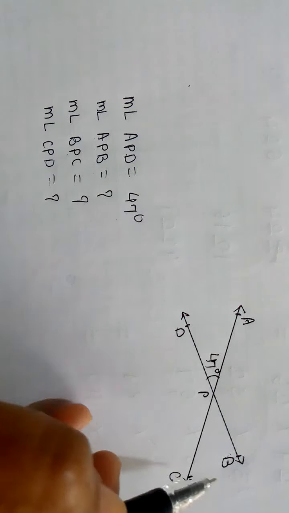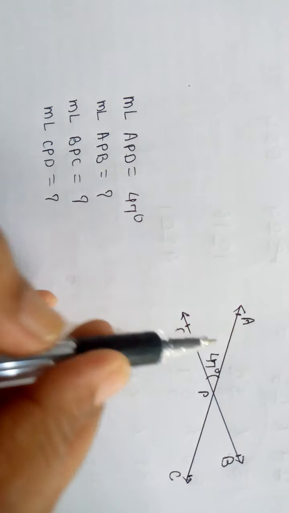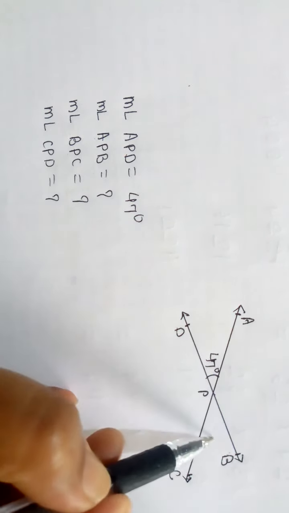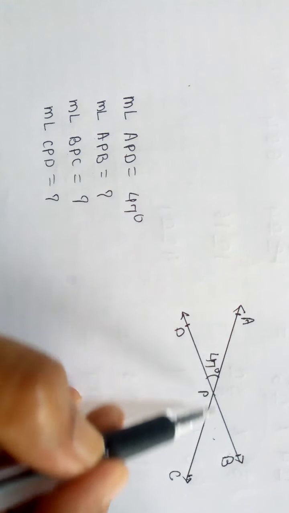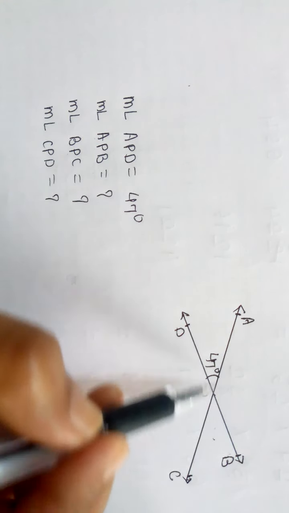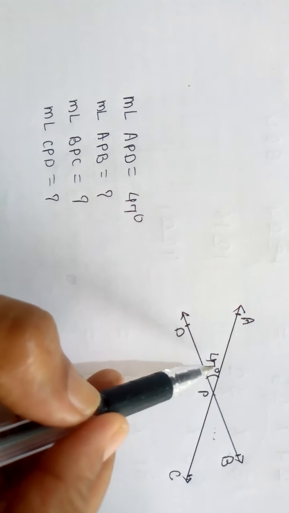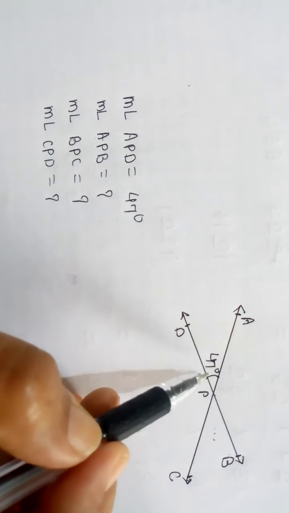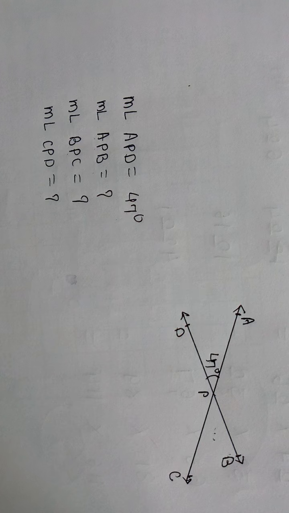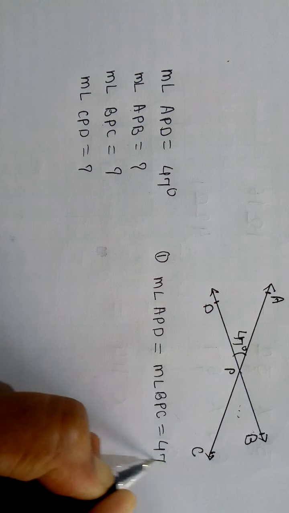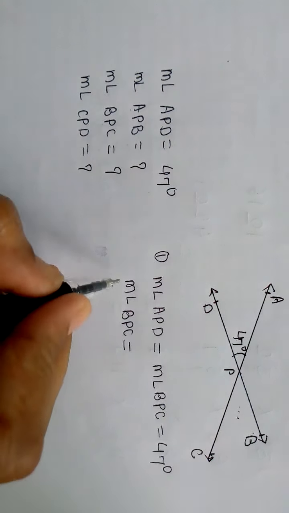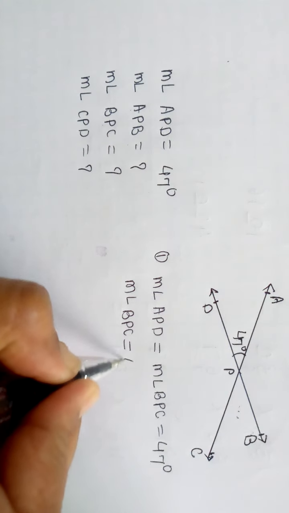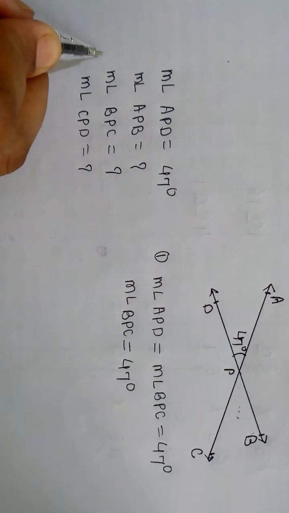So first we will find out the measure of angle BPC. See here, angle APD and angle BPC are opposite angles, and you know very well that the measurements of opposite angles are equal. So APD and BPC are equal to 47 degrees. Here you can write measure of angle BPC is equal to 47 degrees. Now we got this angle.